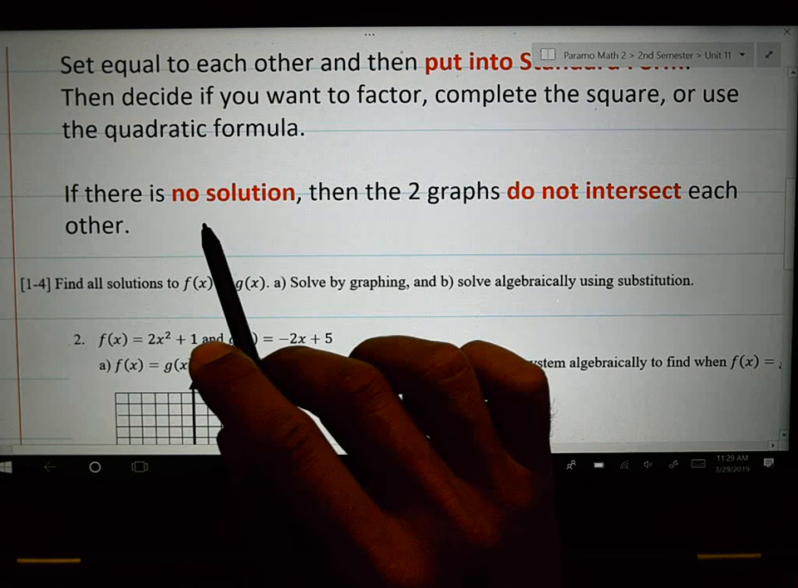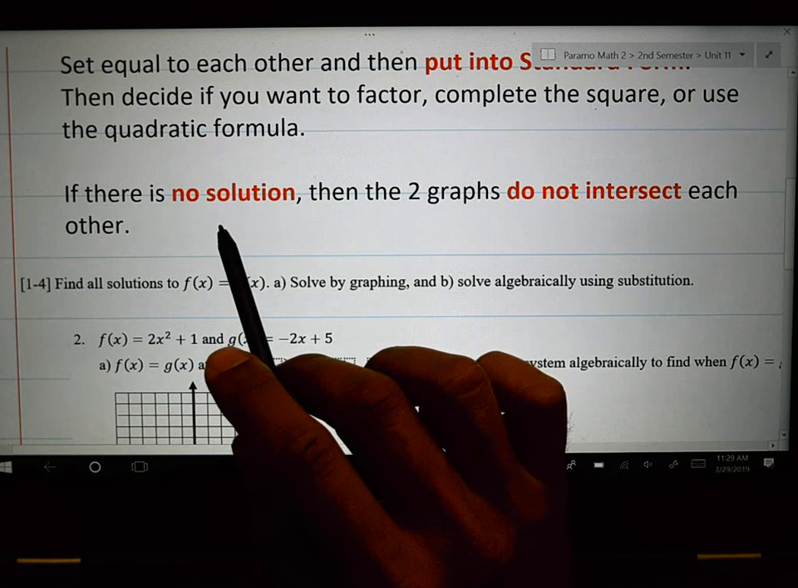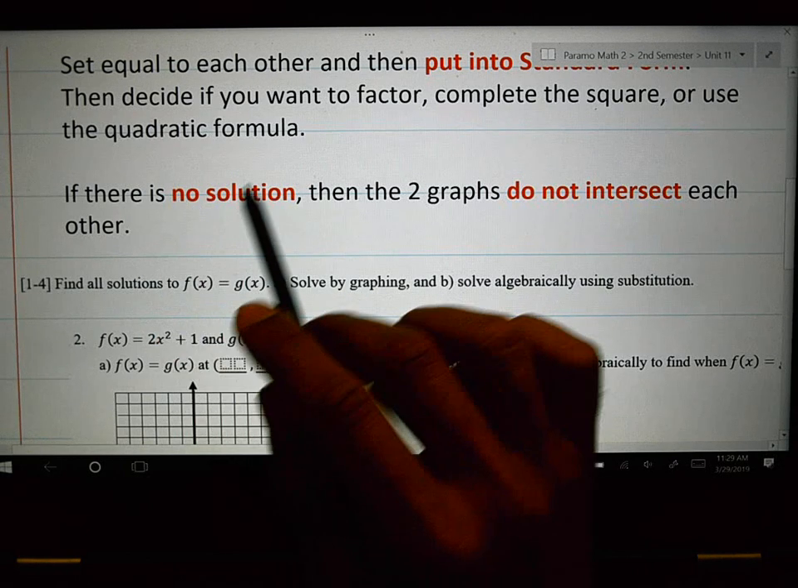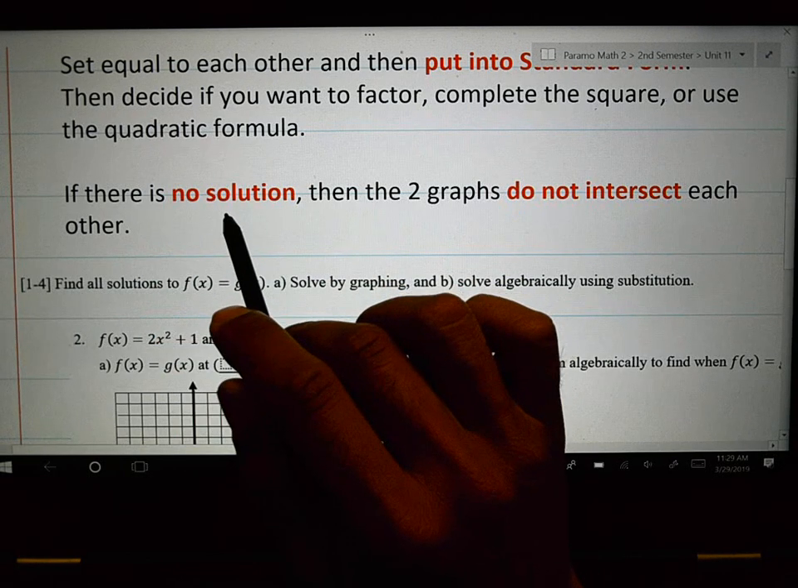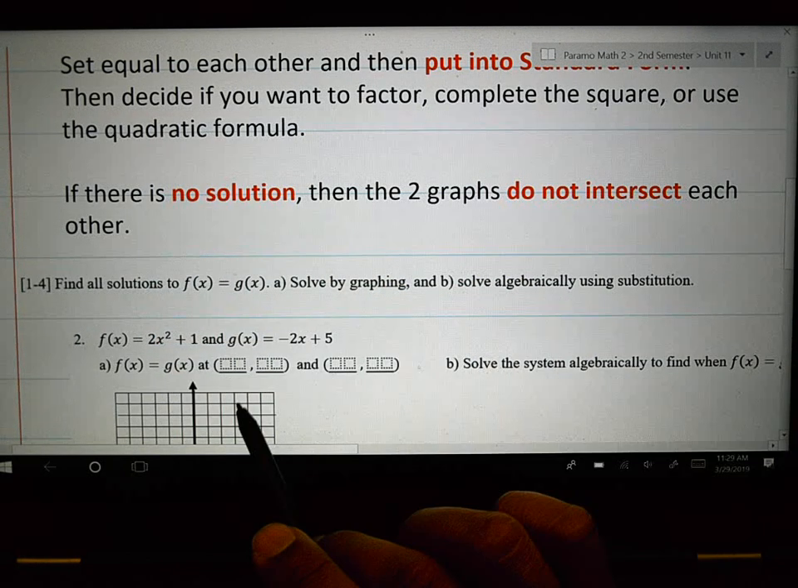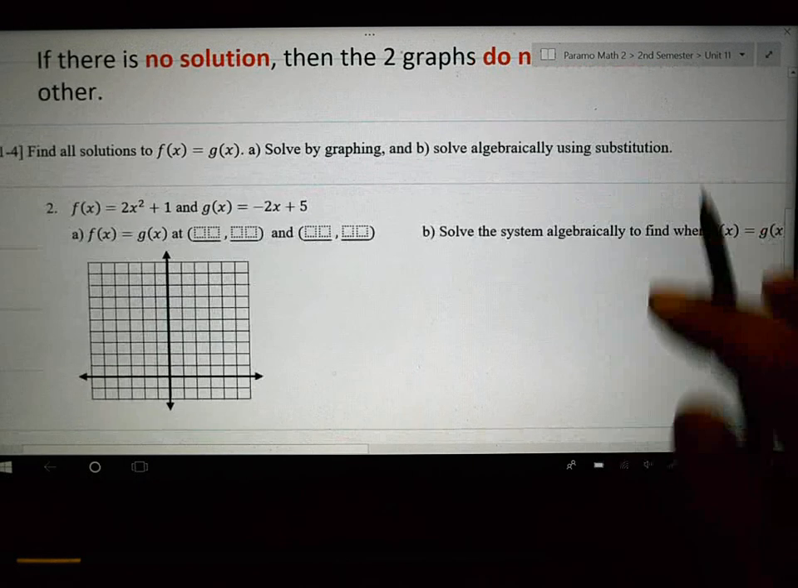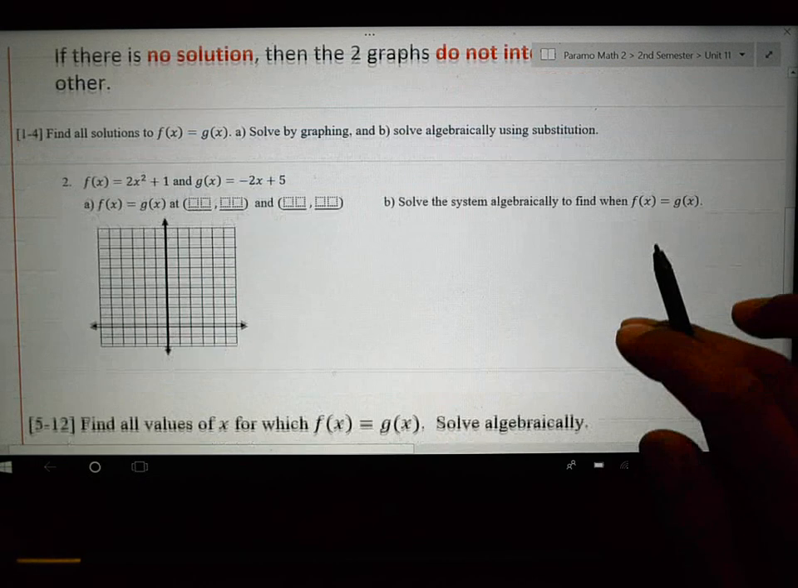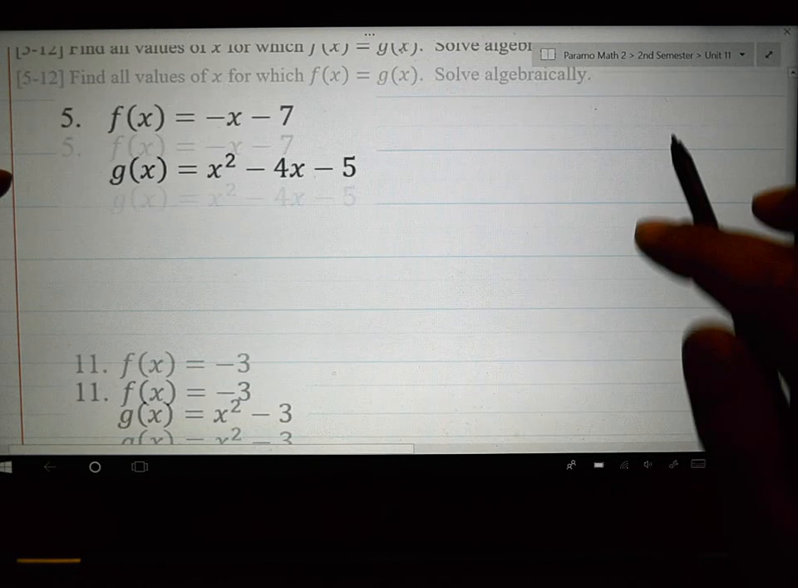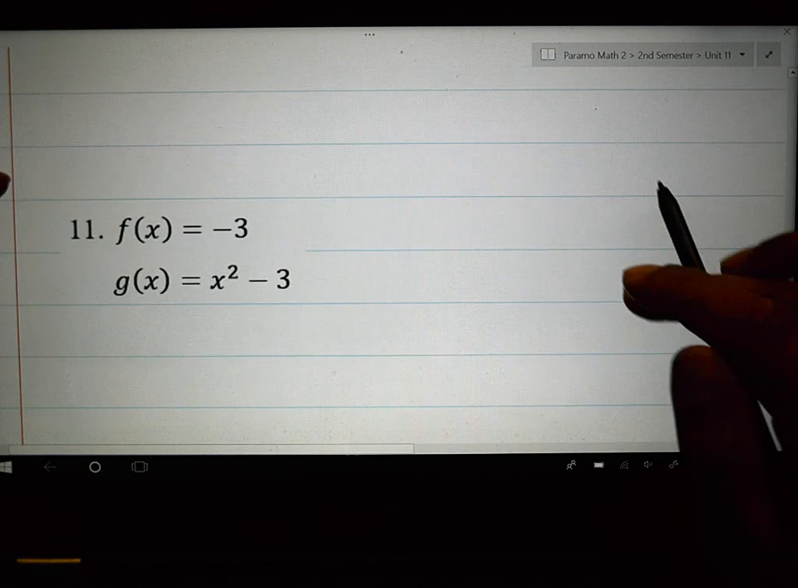And the last thing I need to say before we get to examples is that sometimes the two graphs will not intersect each other. I think there's at least one of them on this worksheet. If they do not have a solution, then the two graphs do not intersect each other. That's something that you might want to be ready for in case it happens. So I have chosen number 2, number 5, and number 11 for us to do together.